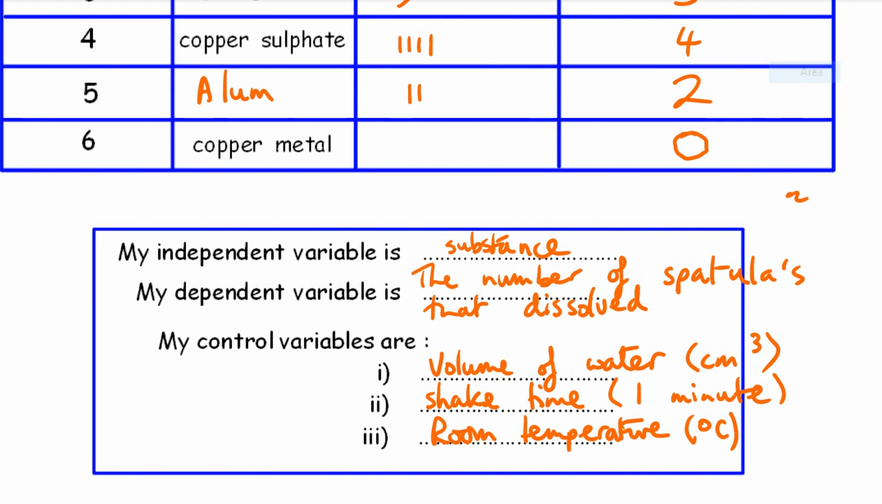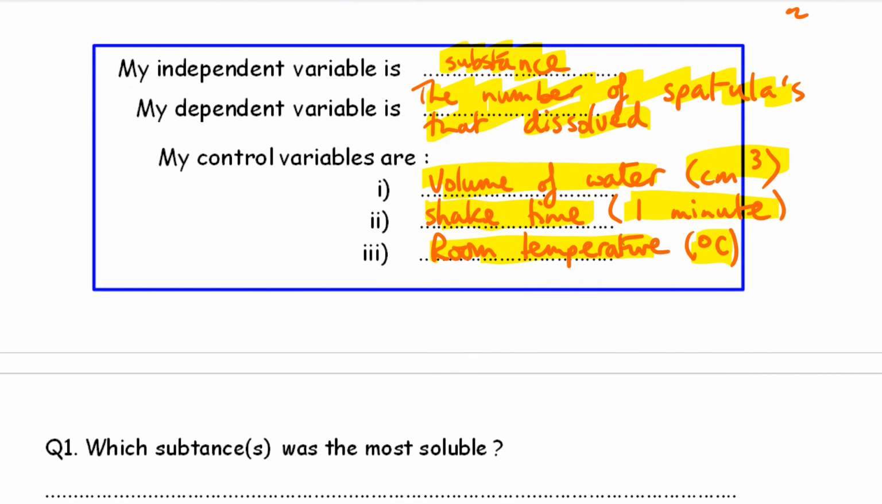Now, we got a little bit cut off in the last lesson. The independent variable was the substance. The dependent variable was the number of spatulas that dissolved. Control variables: we had to keep the volume of water the same, 10 centimeters cubed. We had the same shake time, 1 minute. The room temperature should be the same as well, and we should be trying to dissolve the same size spatula of the substance. So let us move on.